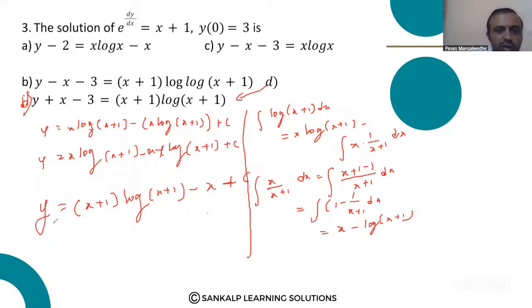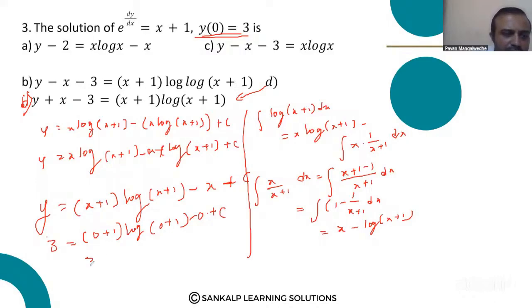Option, it is still not matching at all. 1 plus x, no, we still need to substitute the value of c. Why? Because y of 0 is equal to 3, as mentioned here, which can be resolved as y equals 3 into 0 plus 1 log of 0 plus 1 minus 0 plus c.